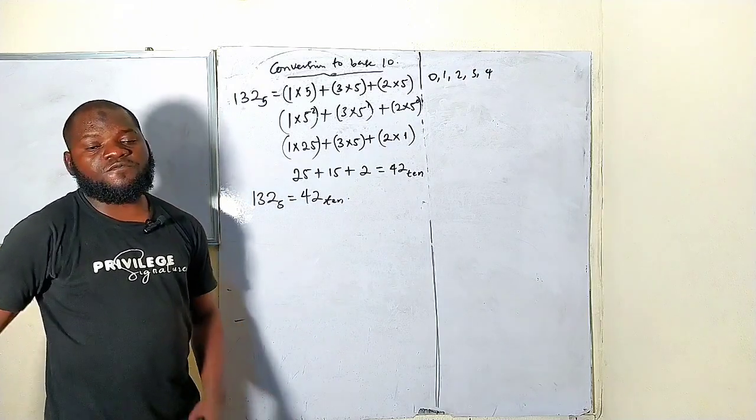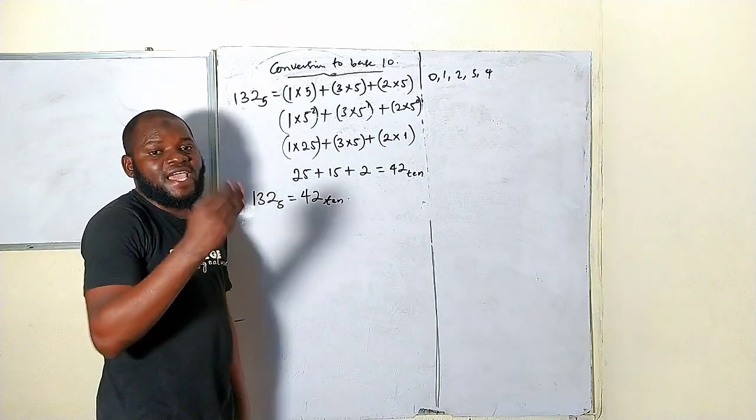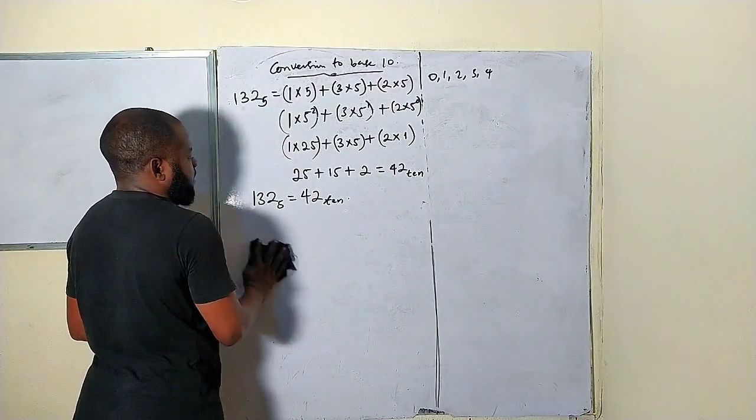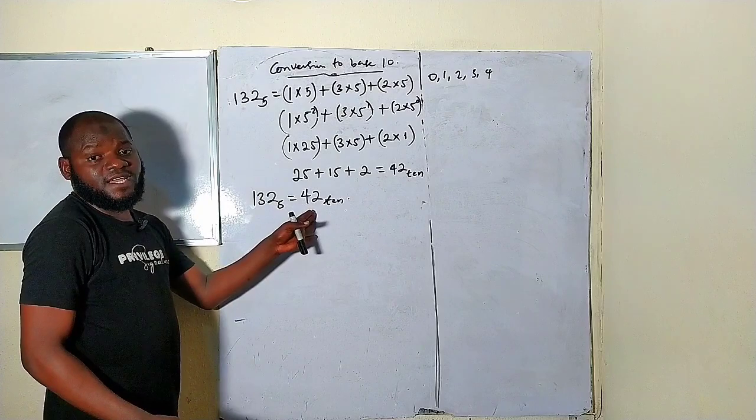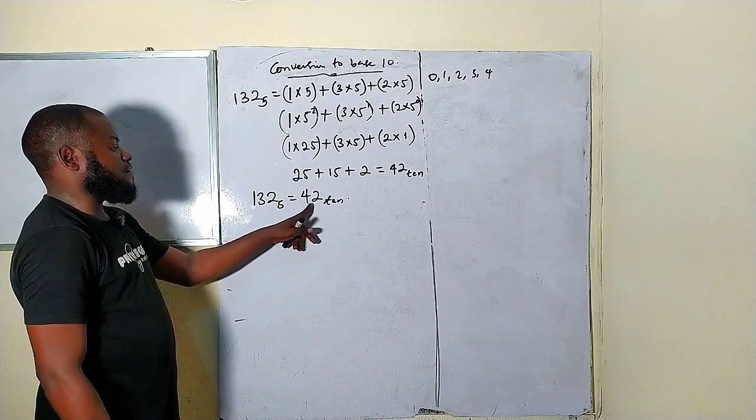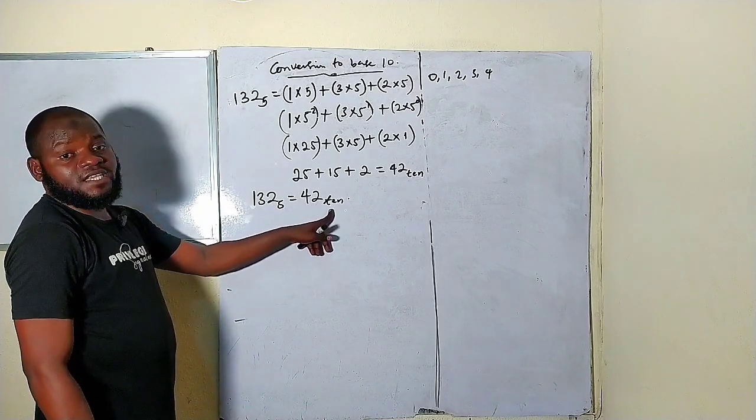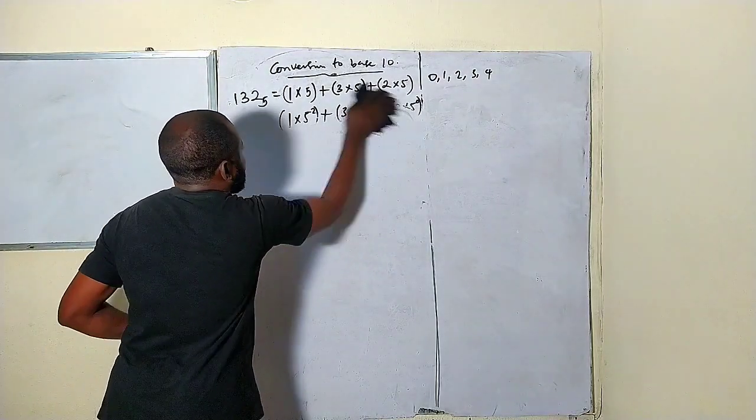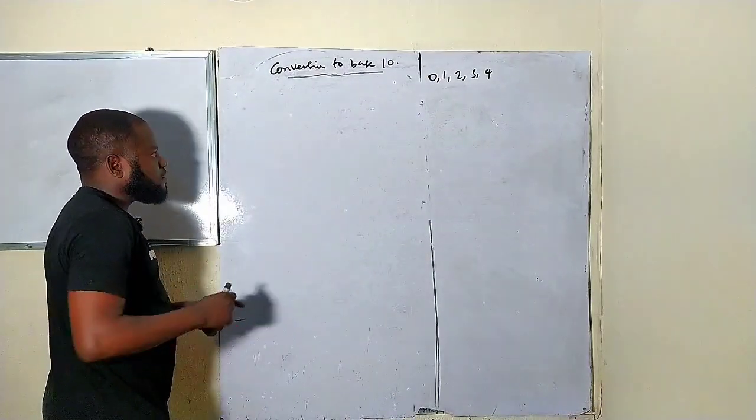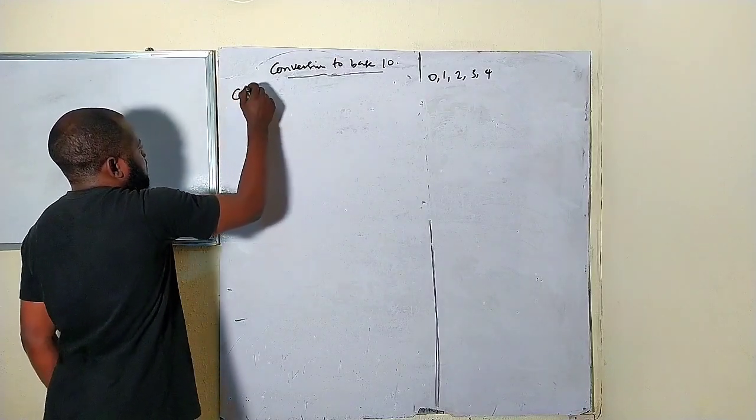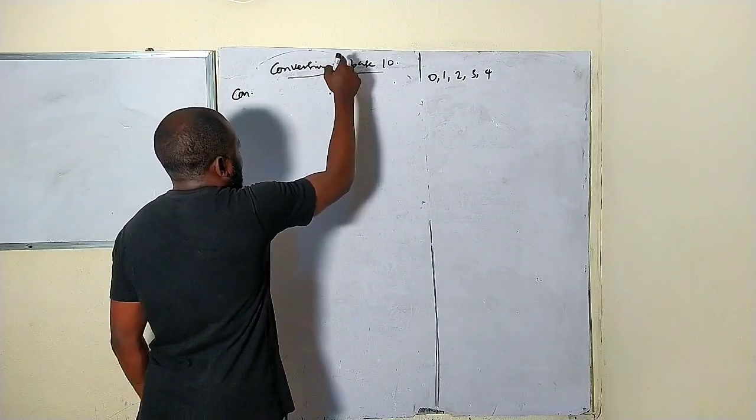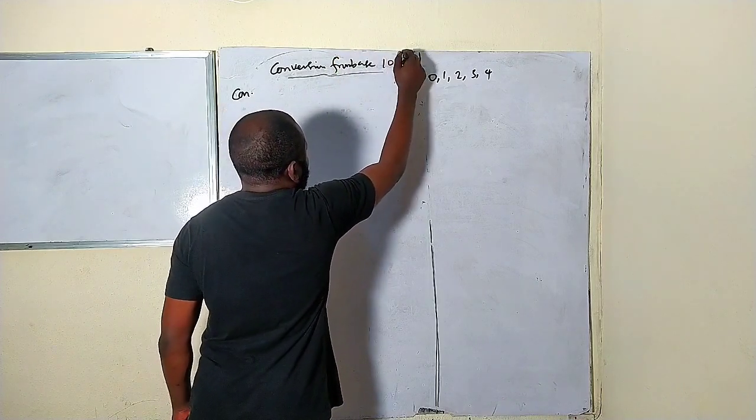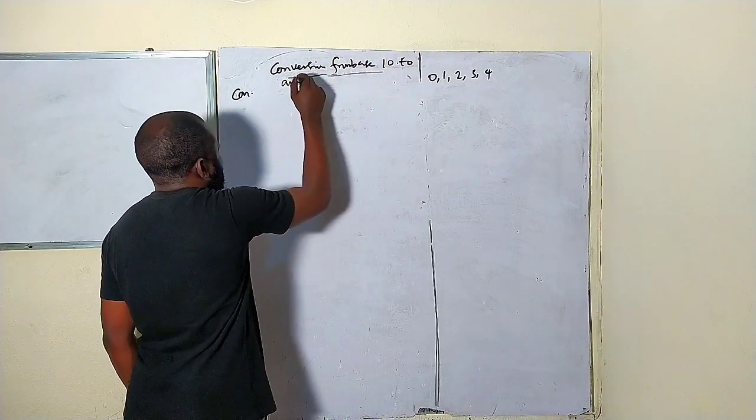Now let's see how to convert from base 10 to another base. I'd like us to use this same example. Let's say we have 42 in base 10 and want to convert it to base 5. So let's see what it's going to look like. So I'll say convert from base 10 to another base.